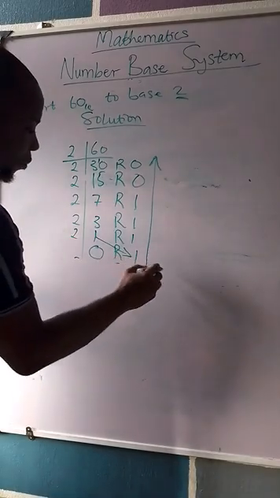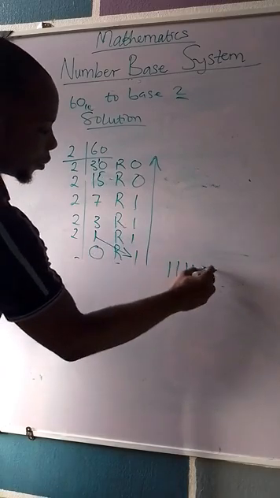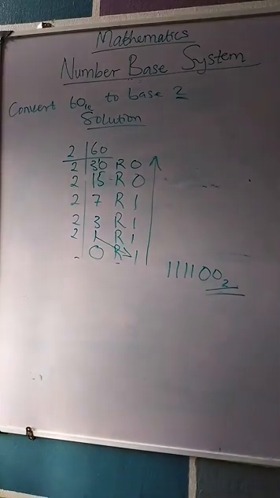So I'll write it again. 1, 1, 1, 1, 1, 1, 1, 0, 0, 0, 0, base 2. Final answer. Is that clear?